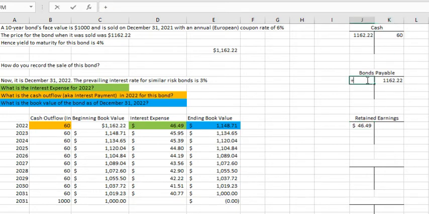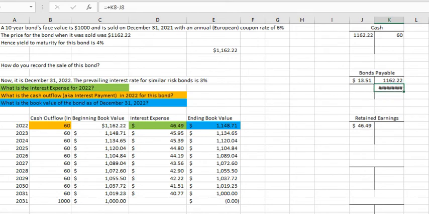And there is an imbalance between a credit entry and the debit entry. There needs to be an additional debit entry, which is going to decrease bonds payable. And at the end of 2022, what we are going to have, the book value is going to be the difference between the two.